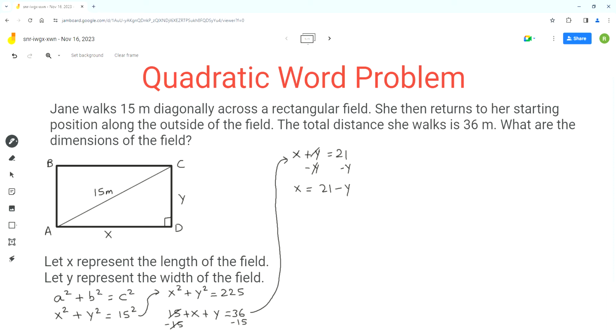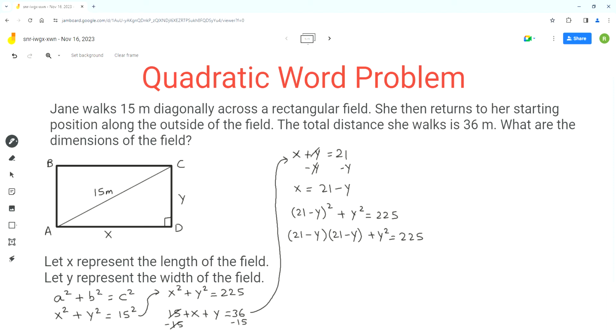Now we can do the substitution for x in the equation we got from the Pythagorean theorem. So we get (21 minus y) squared plus y squared equals 225. Now we have only y in this equation, so we can solve for y. So the first step is to distribute the square on the first parentheses, so we can write it out twice. So (21 minus y) times (21 minus y) plus y squared equals 225.